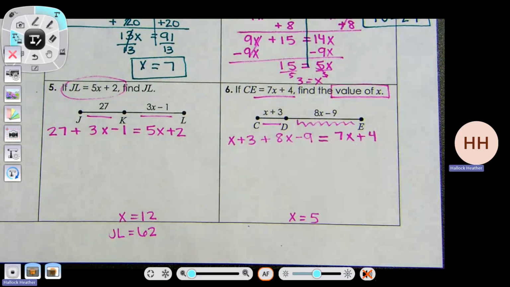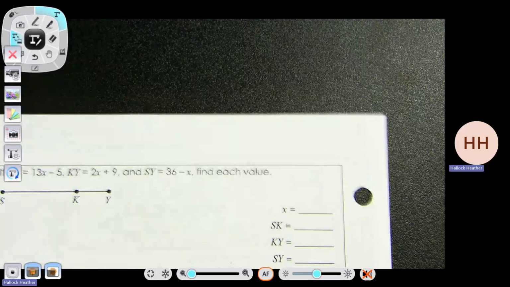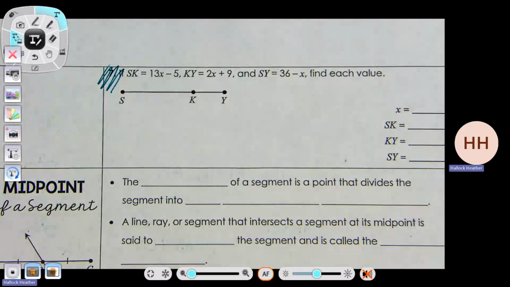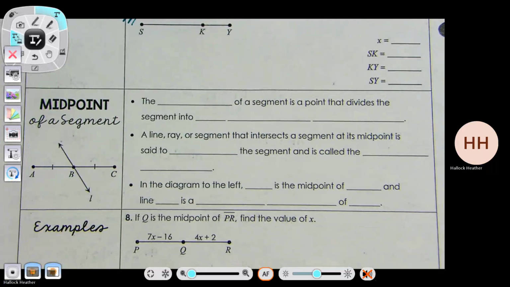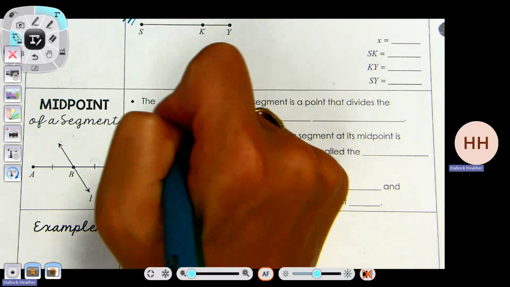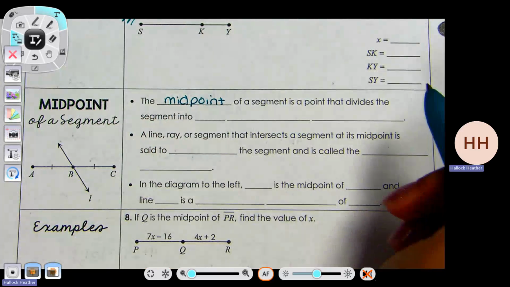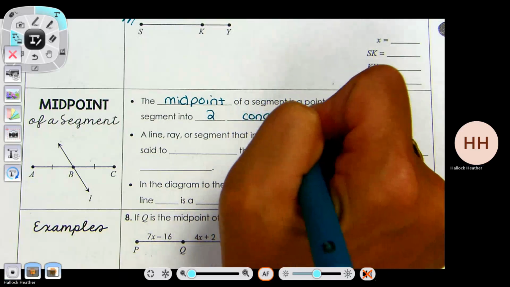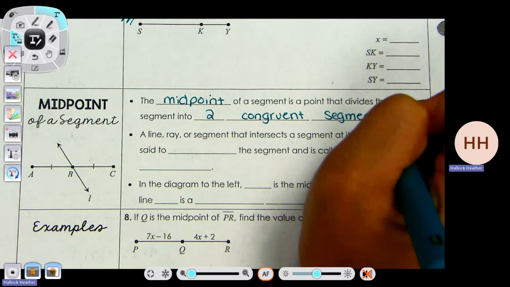And then let's go to the back. So on the back side, we're going to skip number 7. And we're going to go to midpoint. So for midpoint of a segment, the midpoint of a segment divides the segment into 2 congruent segments. It means it splits it in half.